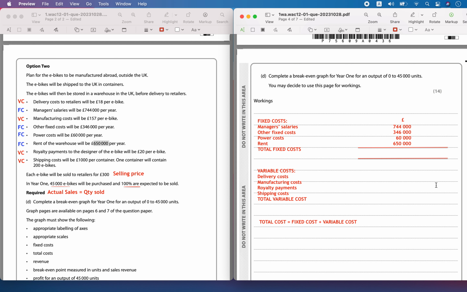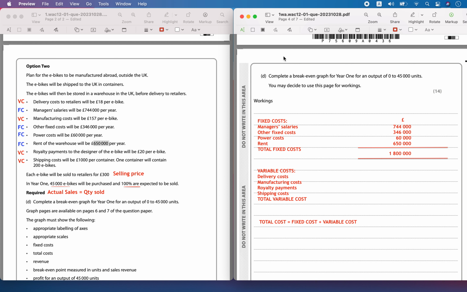Let's add 744,000 plus 346,000 plus 60,000 plus 650,000. That is 1,800,000. So it is going to be equal to 1,800,000. That's the total fixed cost. Now let's calculate the variable cost.